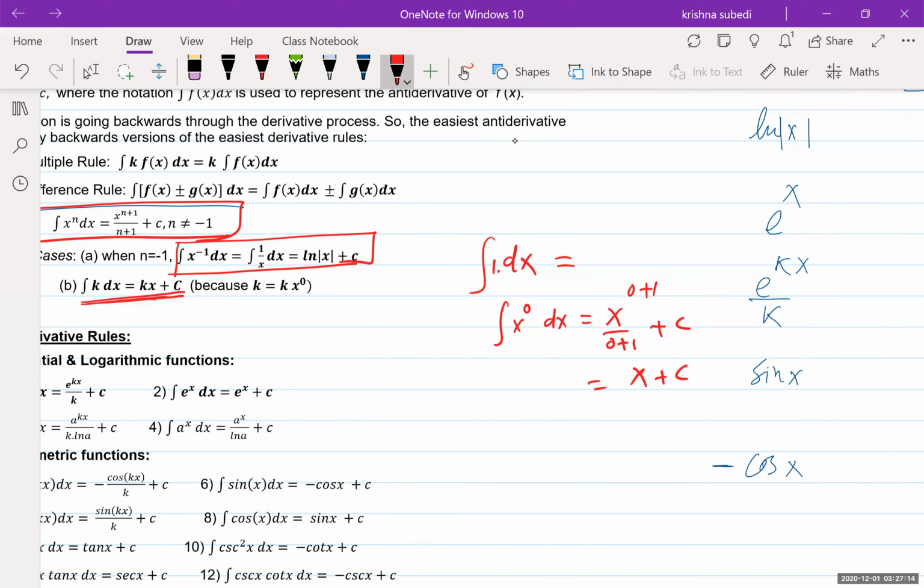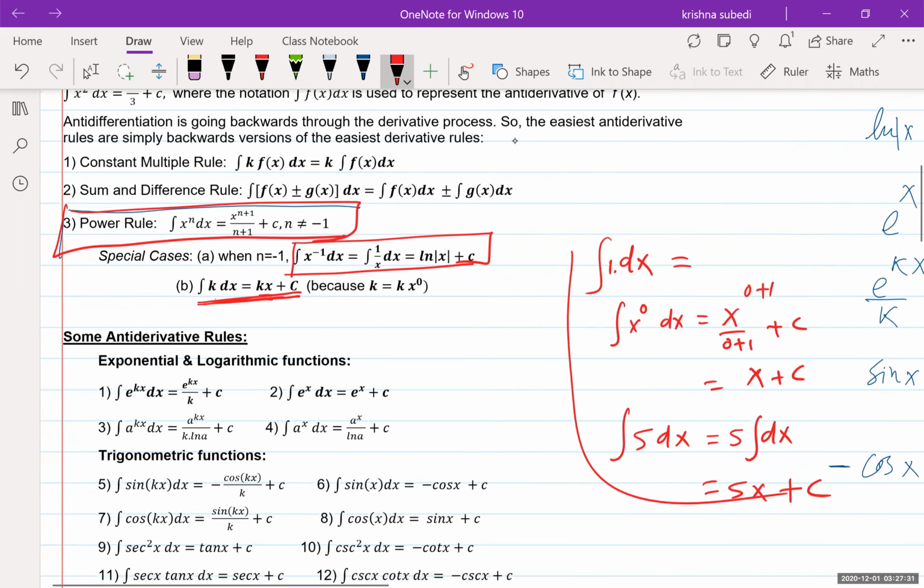And then if there is, let's say, 5 dx, for example, then your antiderivative is going to be, you can write this 5 dx, which means 5x plus c. So you can write this way, okay? So here is the formula. K dx will be kx plus c.